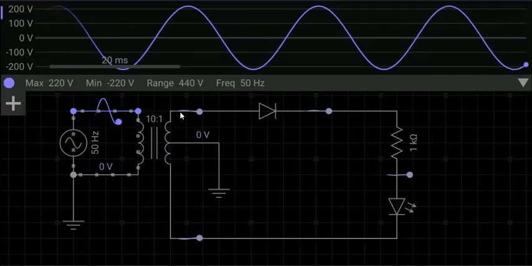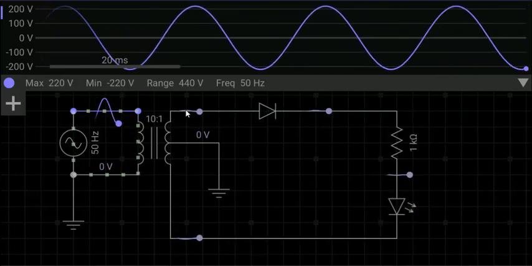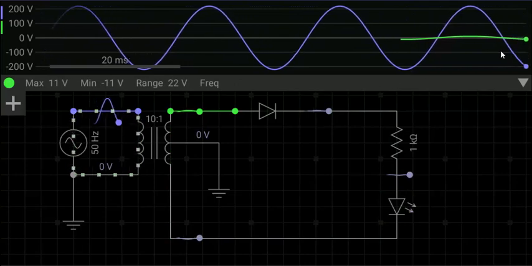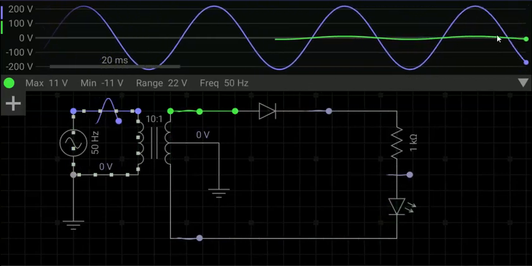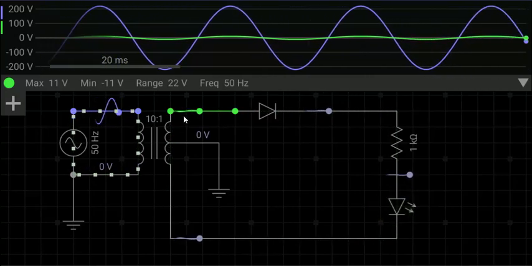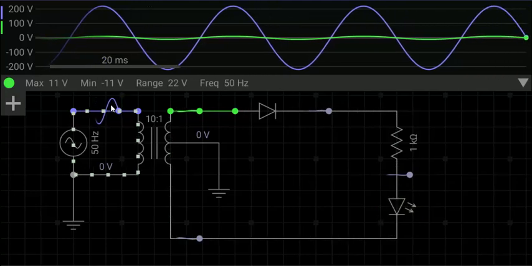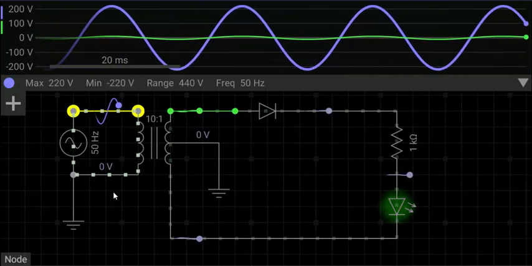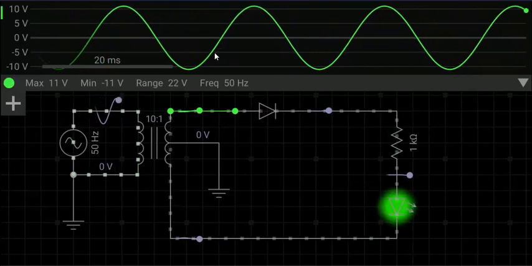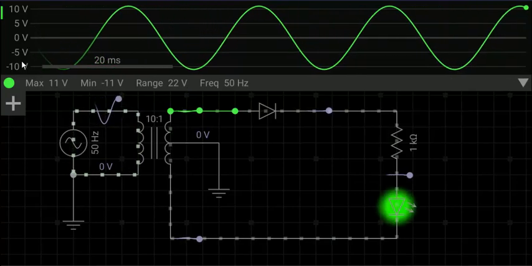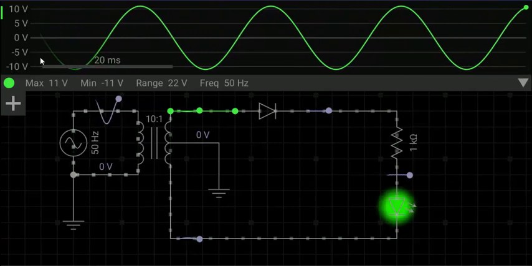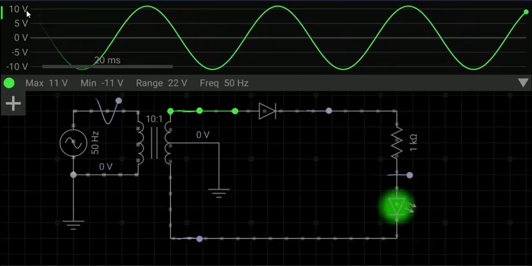So now let us see the voltage at the secondary side of this step-down transformer, meaning this here, and see this voltage is reduced 10 times. Let us remove this voltage so that it becomes clearer. Now it is more visible here. This output is a sinusoidal waveform, and its peak voltage is plus 10 volt to minus 10 volt.